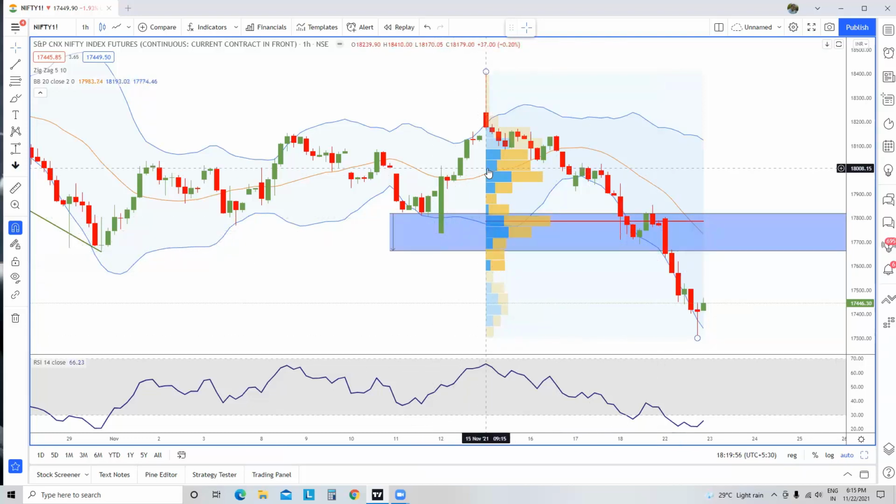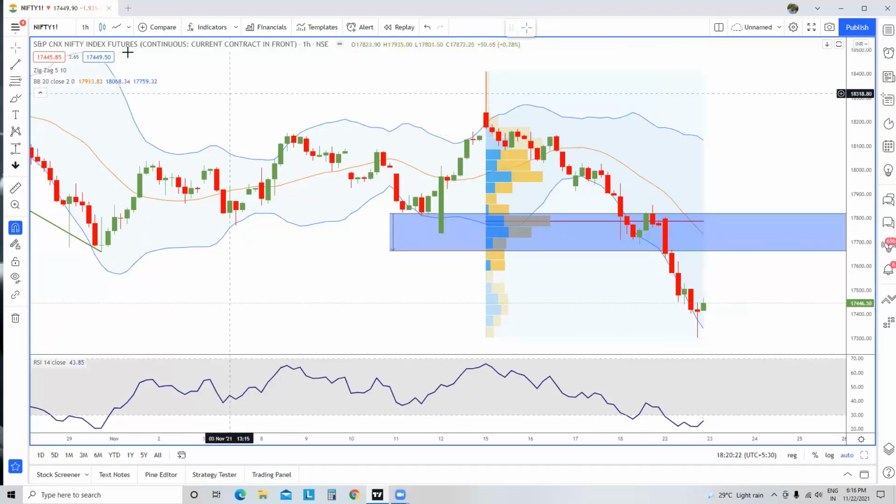You can see over here that I have highlighted this entire zone for all of you, and the zone is from 17,820 to 17,665. So in case there is a pullback, this entire zone could give immediate resistance to the price, and the prices will possibly try to test the middle line of the Bollinger Band.